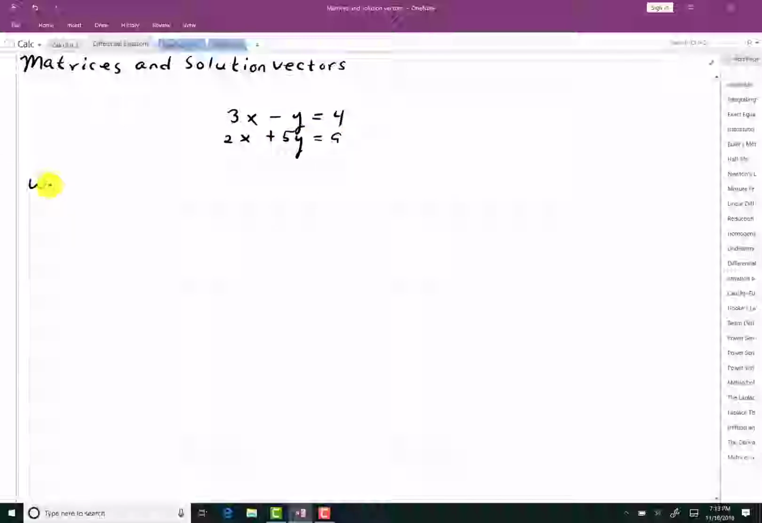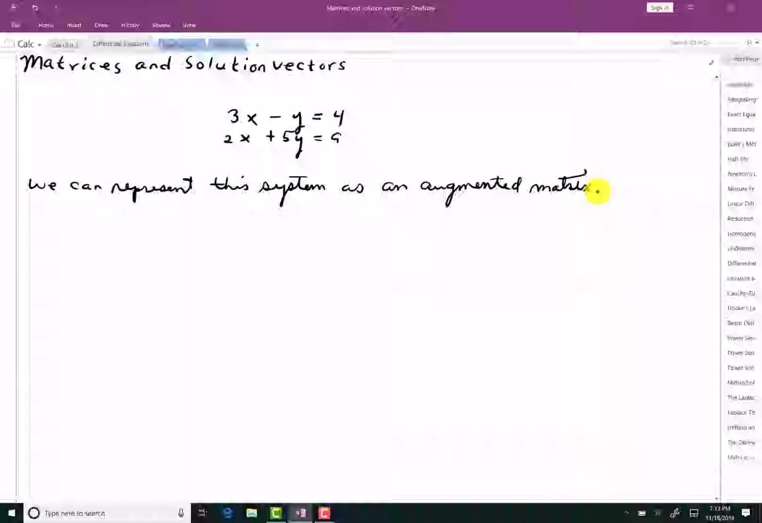Now we can represent this system as an augmented matrix. So I can rewrite this in the form where I just list the coefficients and then the answer column. So this is one way to represent this series, or if you want, this system of equations.